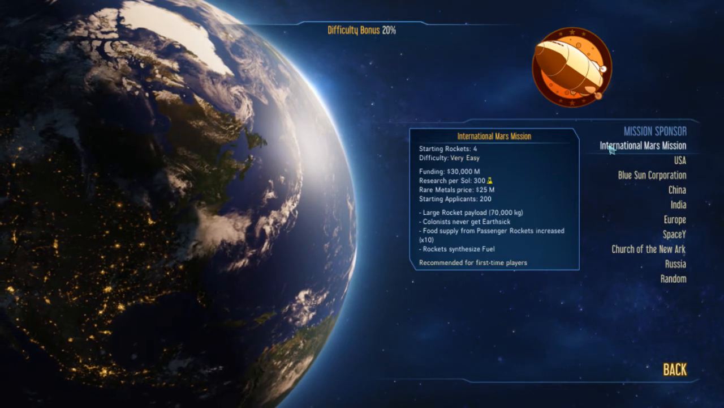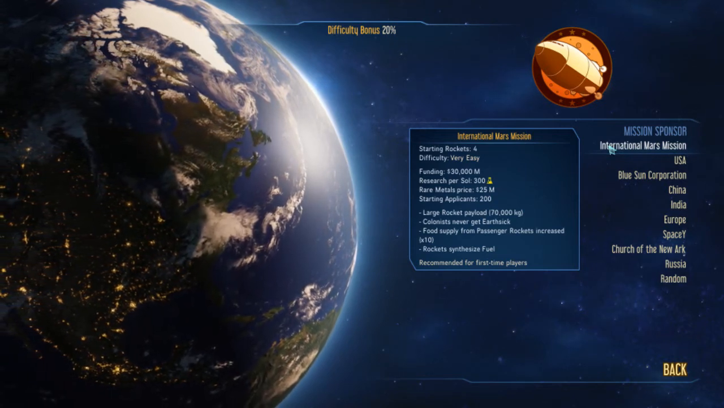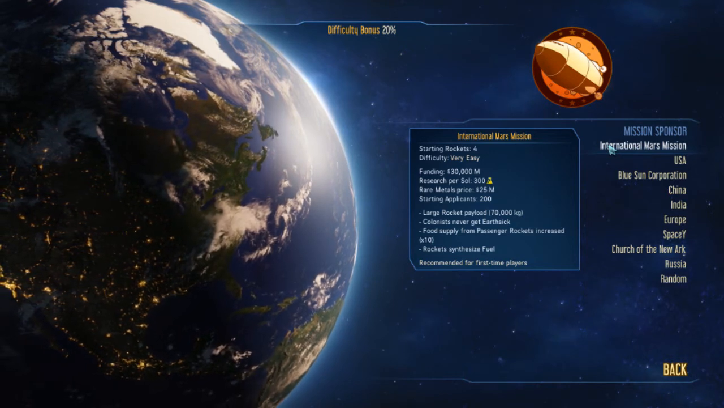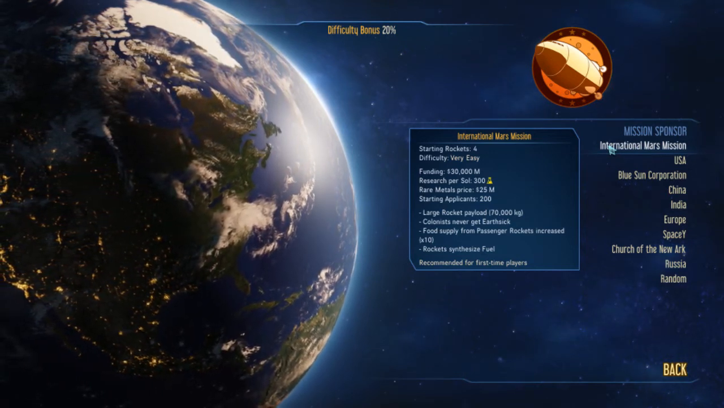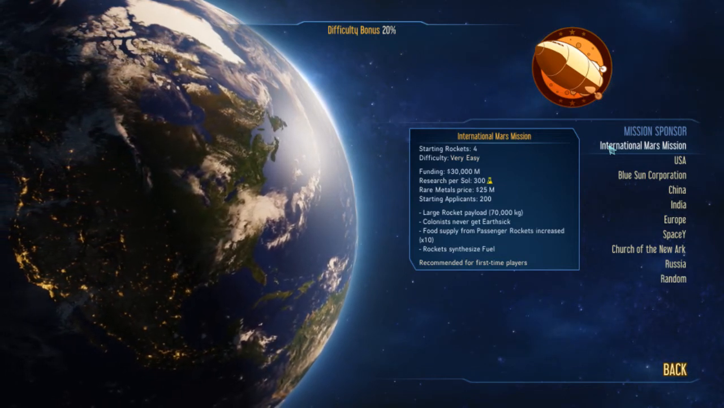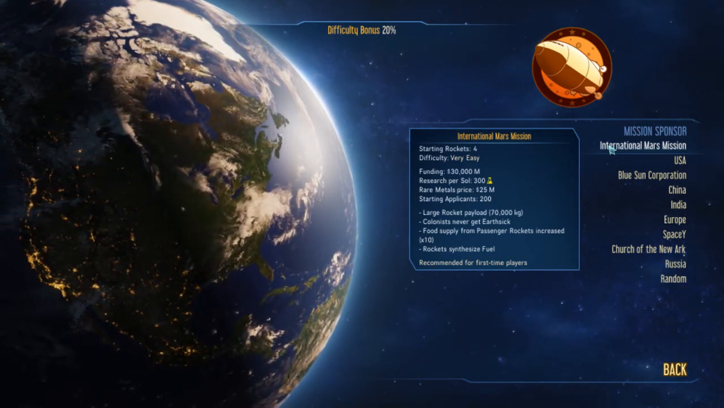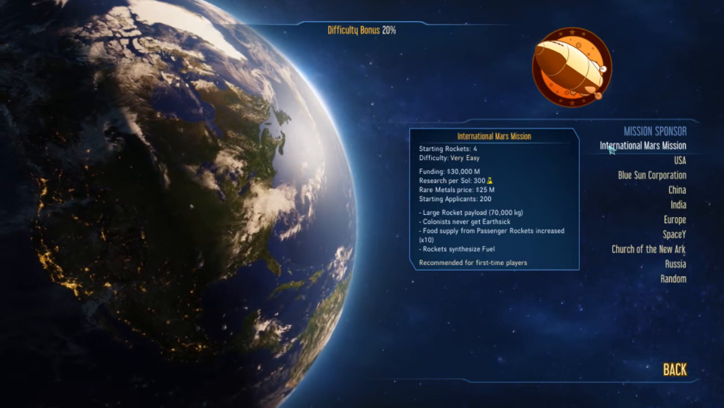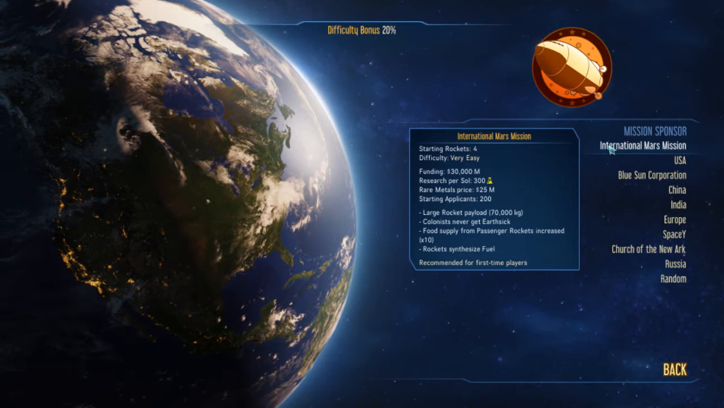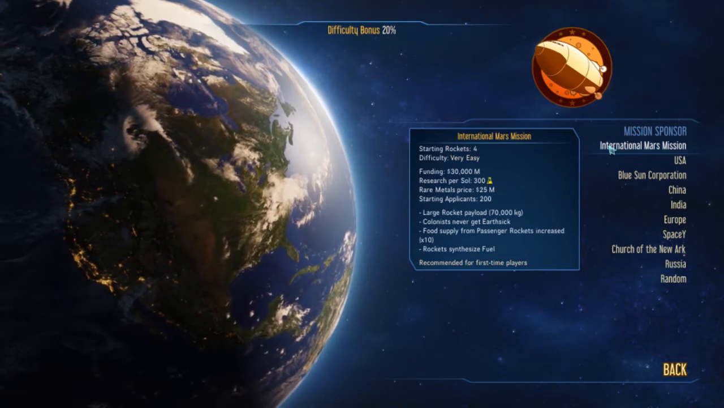The next thing here is the thing that's unique to every faction. So for the International Mars Mission, their large rocket payload, they can carry 70,000 kilograms instead of the standard amount. Their colonists never get Earthsick. Earthsickness is a type of sanity break. When your sanity gets low enough, some colonists will have an Earthsickness event, where they will immediately stop working and they will board the nearest rocket for Earth as soon as they're capable of it.